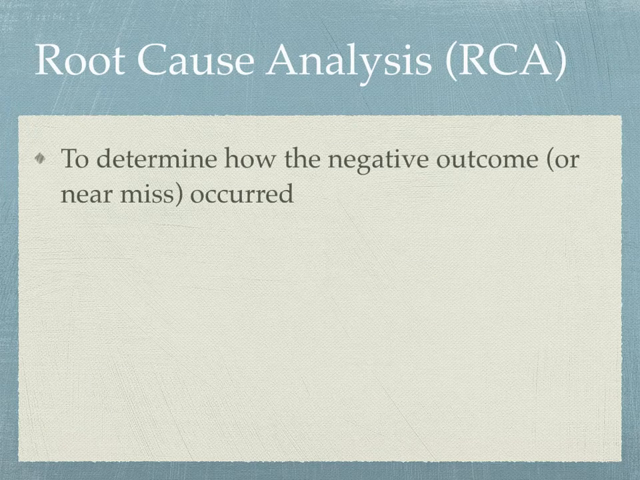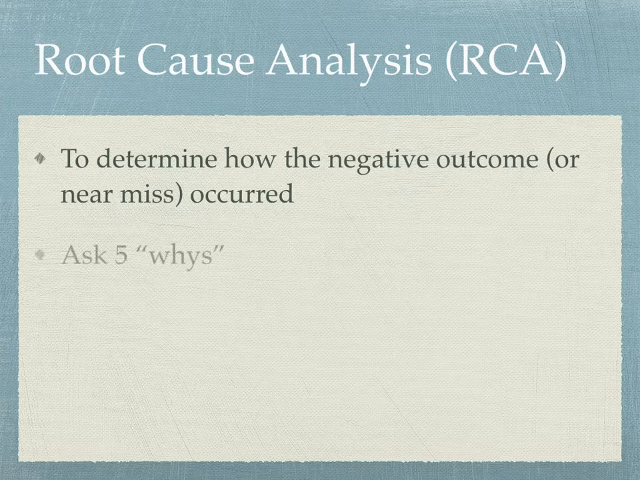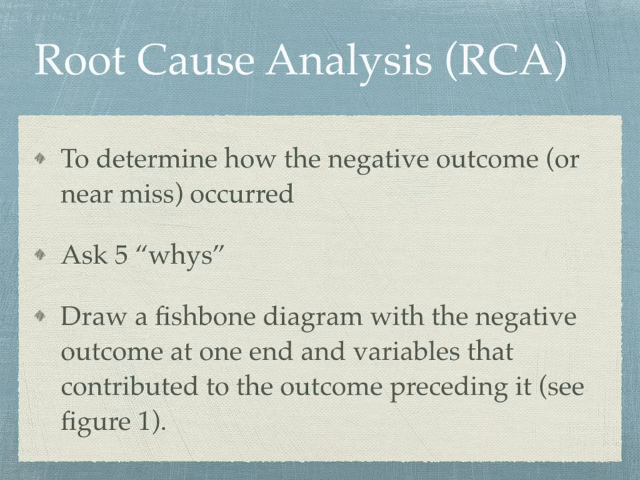The RCA is used to determine how the negative outcome, or near miss, occurred. In its most simplified process, the inquirer would ask the 5 whys. Example, why did this error occur? Then ask why again, and so on. The clinical pathway of variables that may have contributed to the error can be multifaceted, complex, and comprehensive. To help organize these factors, a fishbone diagram can be constructed with the negative outcome at one end and variables that contributed to the outcome preceding.